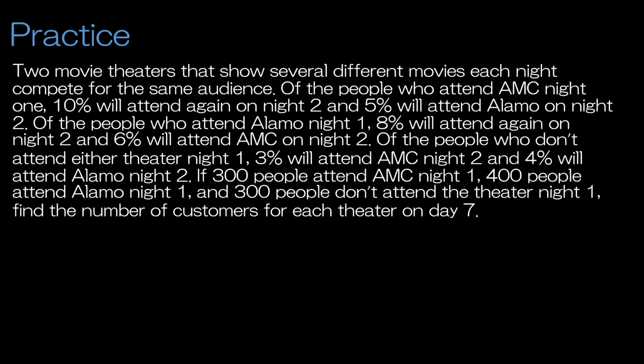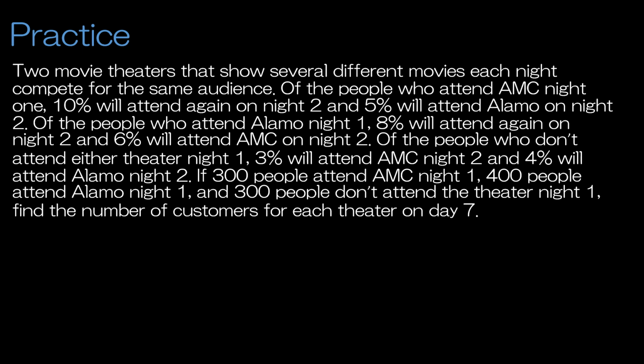I would like you to try a practice, and on this slide we're going to just focus on writing P, the probability transition matrix, and x sub 0, which is the initial state. So if you would, press pause, read over this question. When you're ready, press play to see how you did, and then on the next slide we're going to use those matrices to find the number of customers for each theater on day 7.